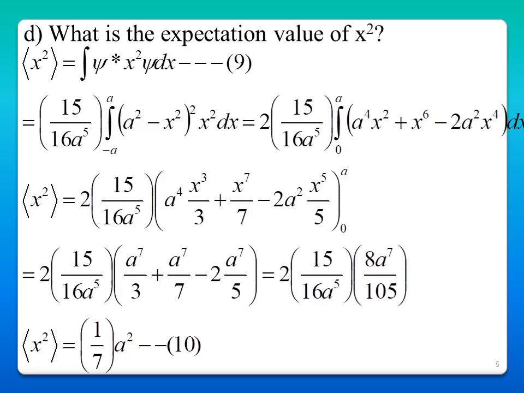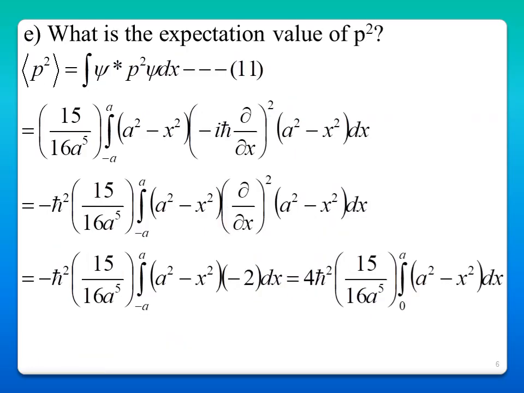Next we have to find out the expectation value of x squared. So integral psi star x squared psi dx, and if you substitute the value of psi star and x squared and integrate, then we'll get the answer is 1 by 7 a squared. Next the expectation value of p squared.